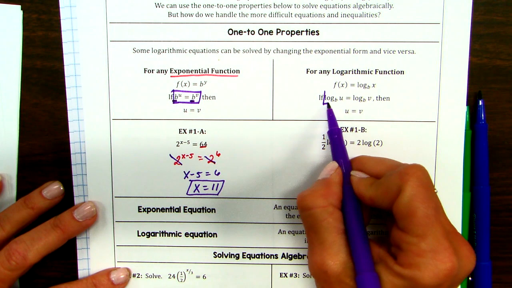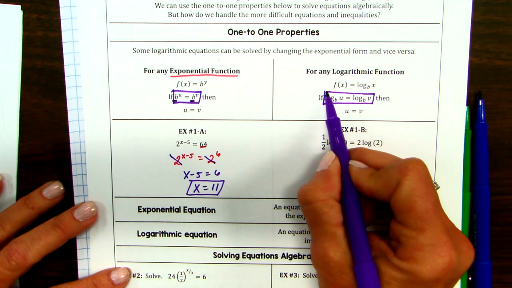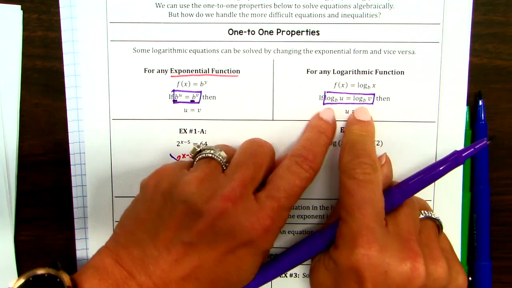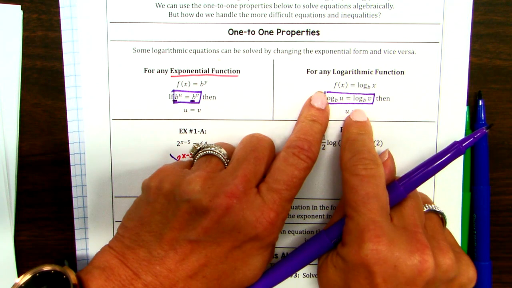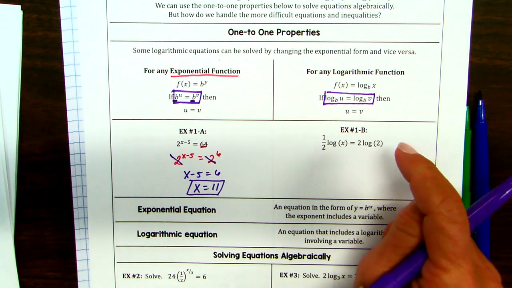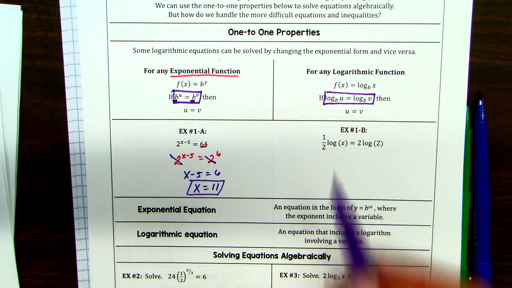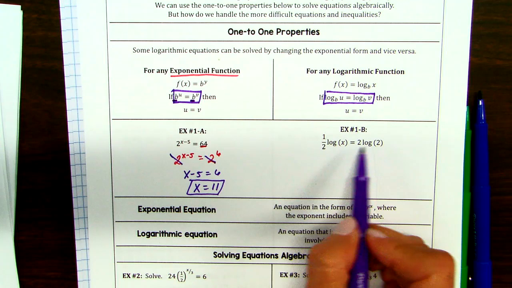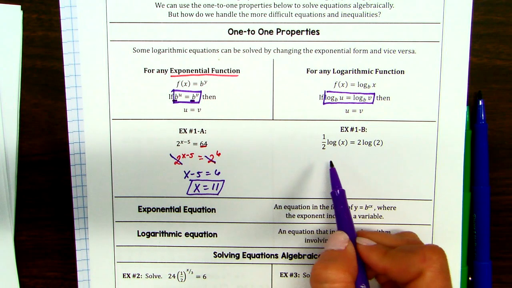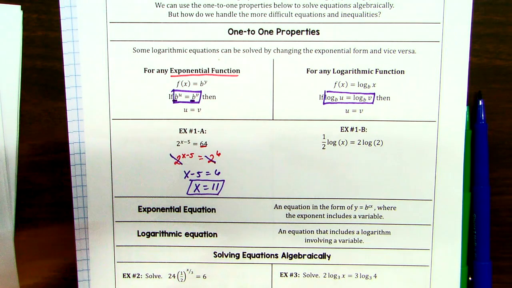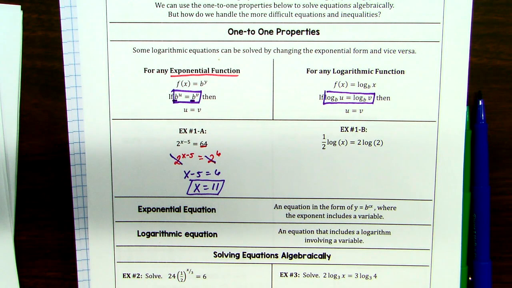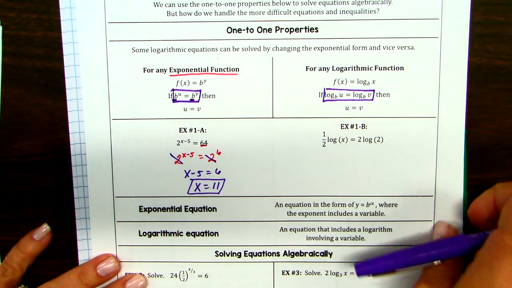Same idea with logs. If you have a log base b of u equals a log base b of v, meaning the bases are the same, you can cancel those out, just like we do with the b's, and you'll be left with u equals v, and you might have to solve this little equation. And that's what we have here. We have logs on both sides, and notice they're both common logs, log base 10. And just so you know, if there's more than one log in the problem, they'll always be the same base. We're not mixing bases. That's not anything we have to do. Okay, so they'll always be the same.